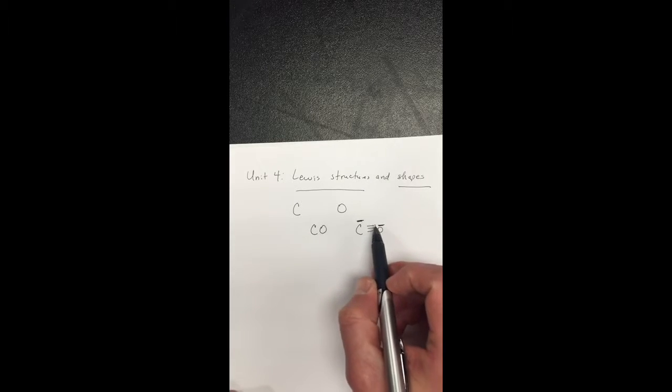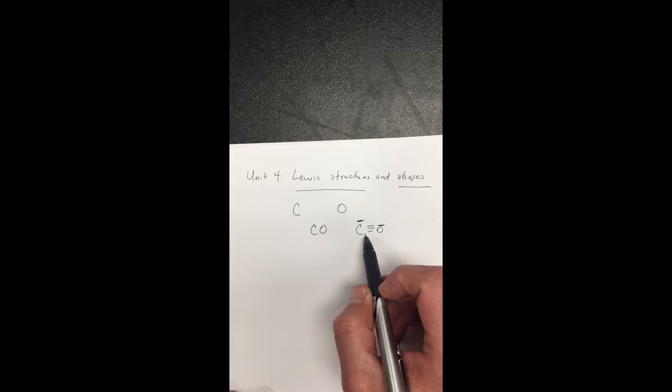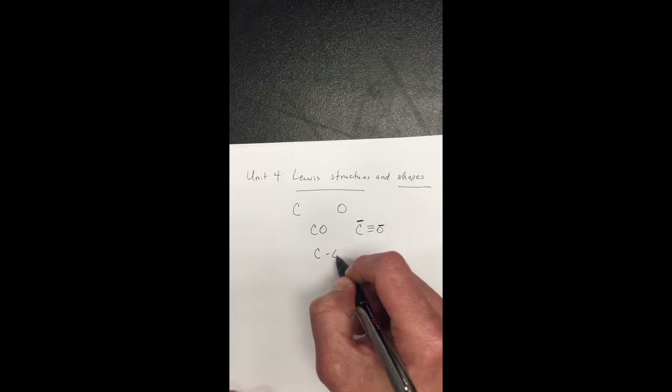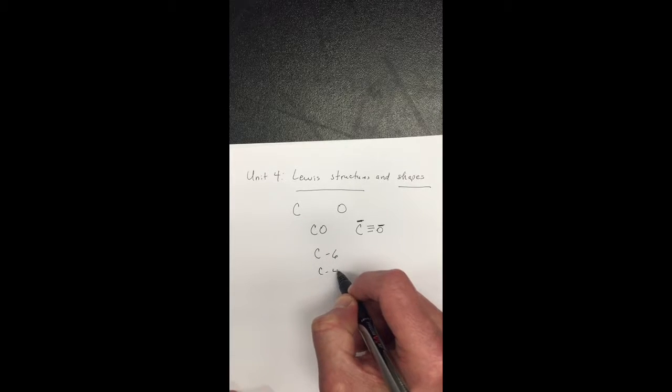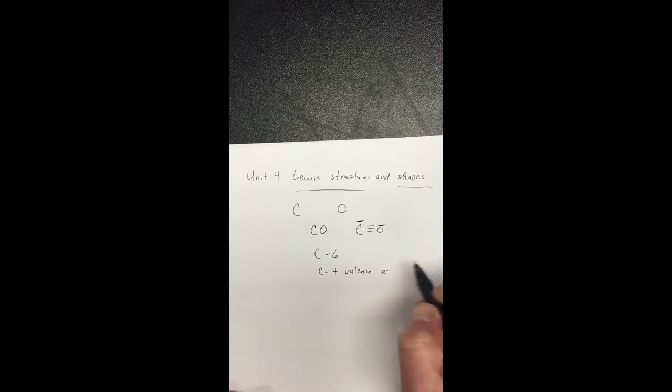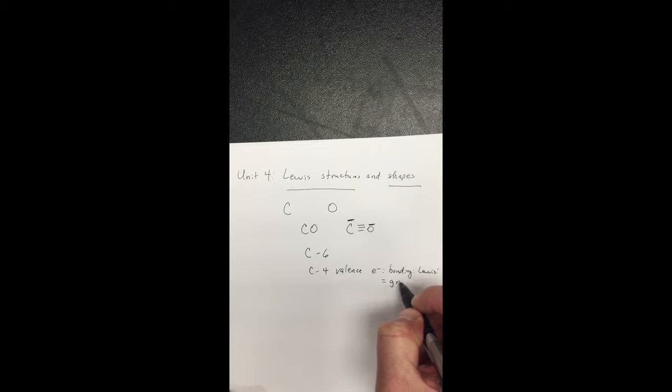Now these are the valence electrons. The number of valence electrons in carbon is not the same as the total number of electrons in carbon. Carbon has 6 electrons, but it has 4 valence electrons. And these are the ones that are used in bonding. And these are the ones that show up on a Lewis structure. And these are equal to their group number. Carbon is therefore in group 4.